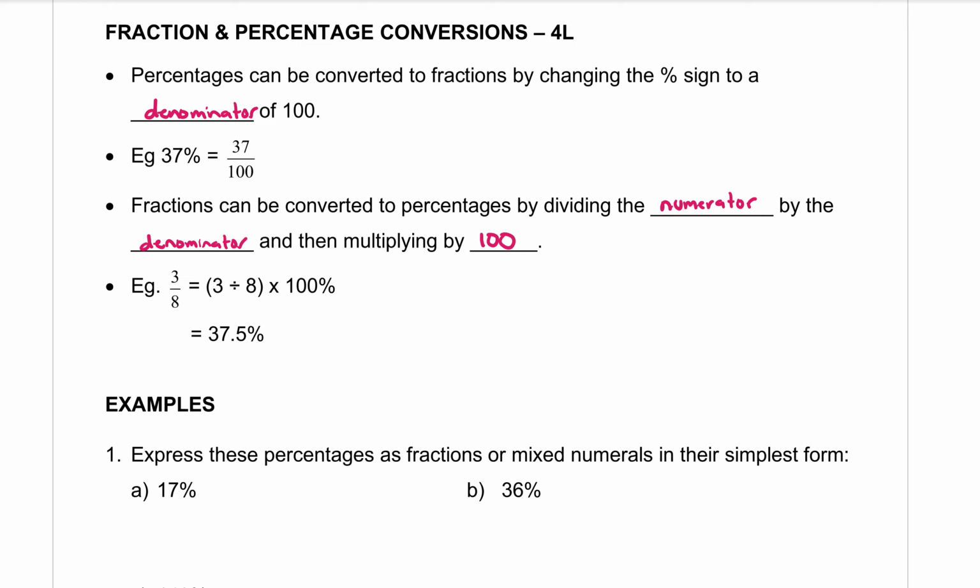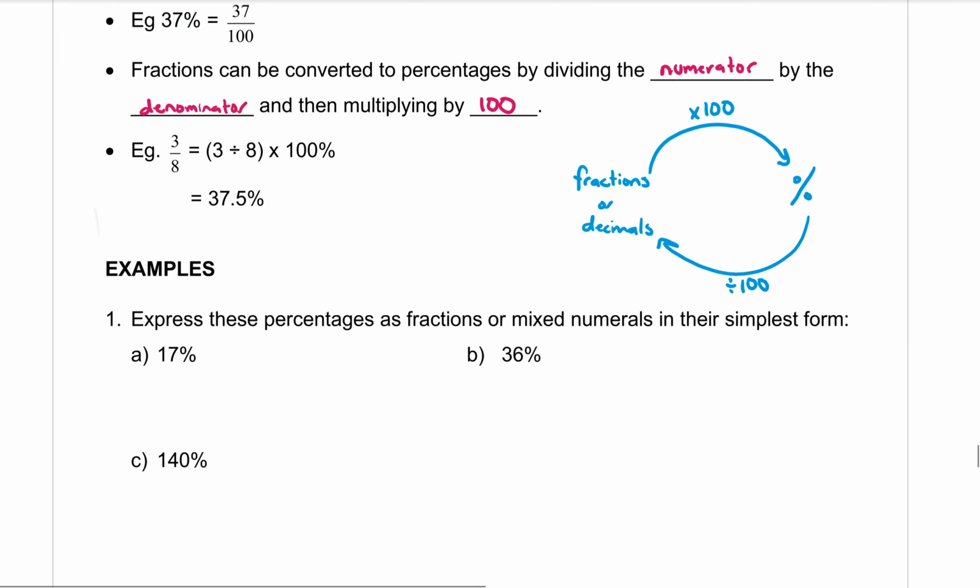So last lesson I drew you a little diagram, and we can actually do a similar thing for this one. We can even extend the old diagram. Fractions or decimals can be converted to percentages in the same way. So a fraction or a decimal, if you want to go to a percentage, you multiply it by 100. If you have a percentage and you want to go to a fraction or a decimal, you need to divide it by 100. Okay, let's do the examples.